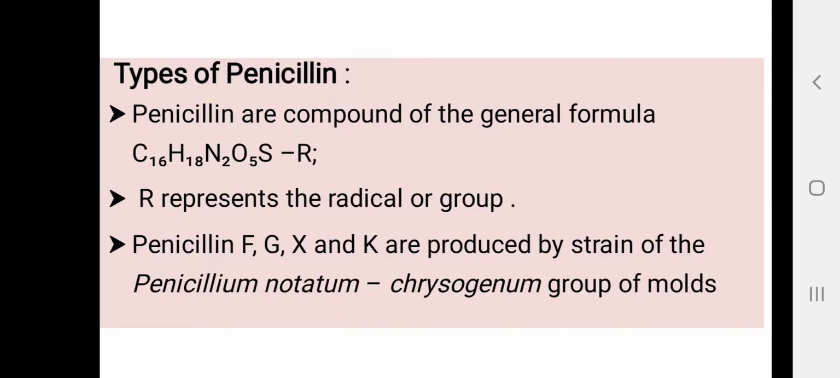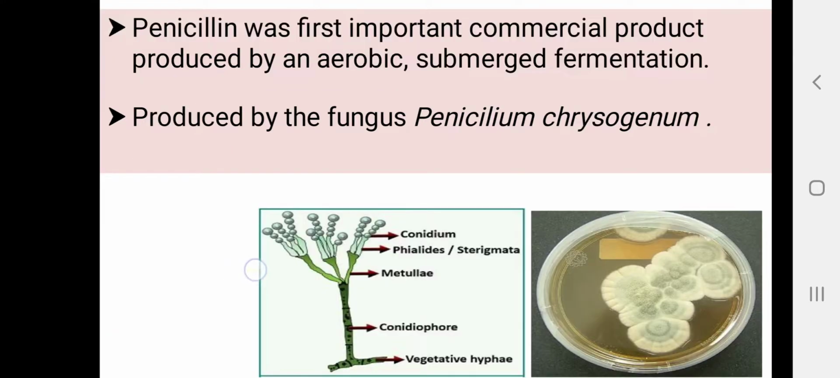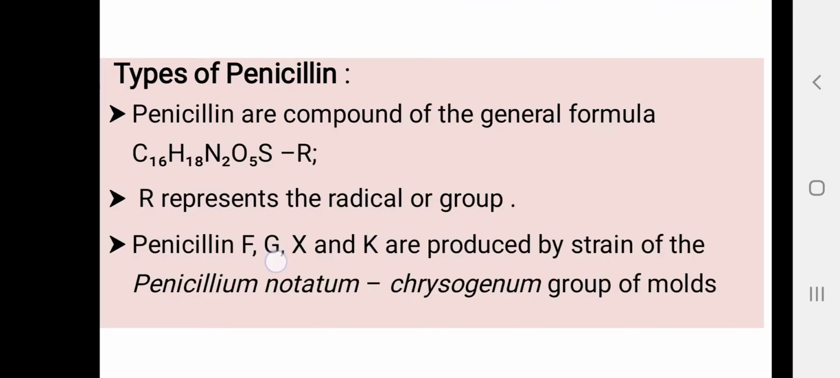Types of penicillin. There are different types of penicillins. This penicillin is represented by the general formula C16H18N2O5SR, where R represents the radical or an alkyl group. Now penicillin F, penicillin G, penicillin X and K, these are produced by the strains of Penicillium notatum-chrysogenum group of the molds.